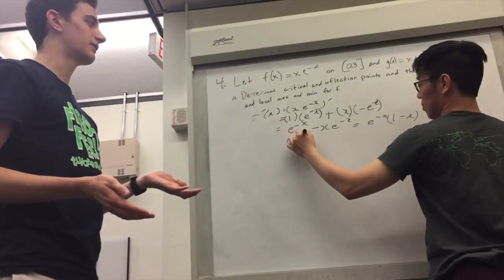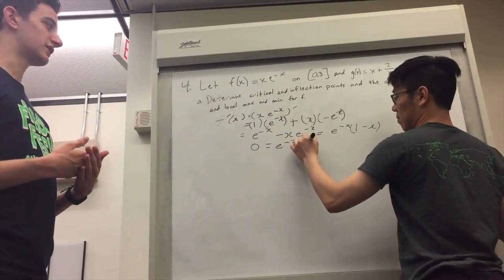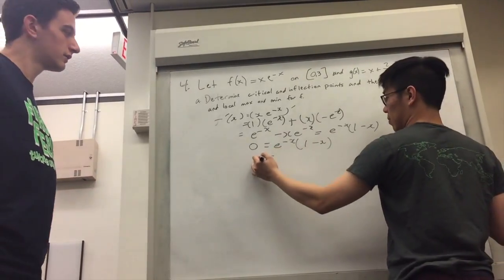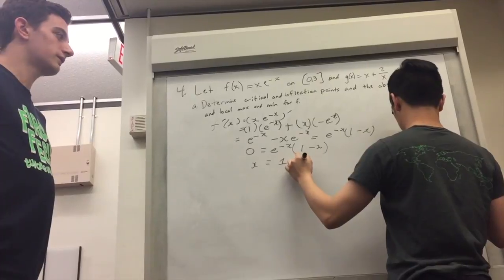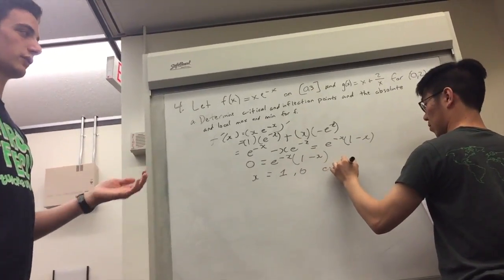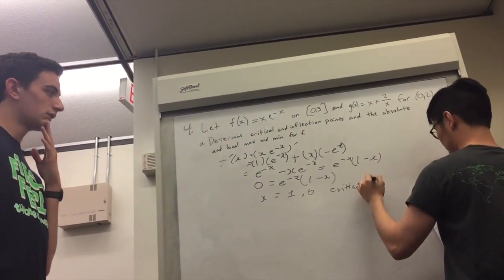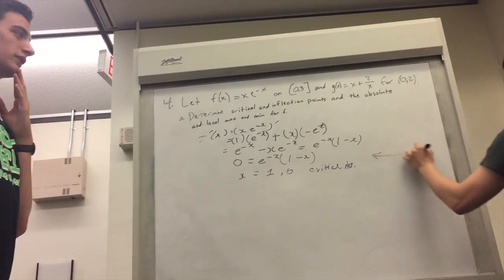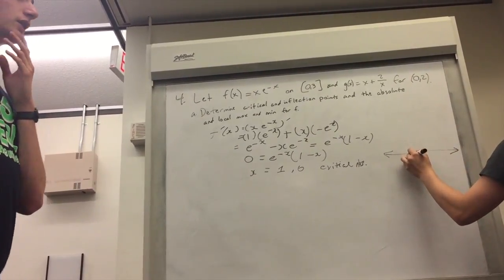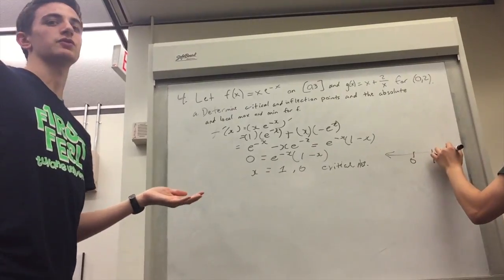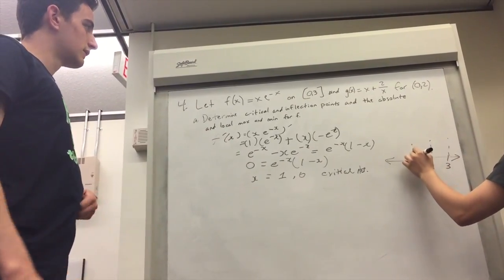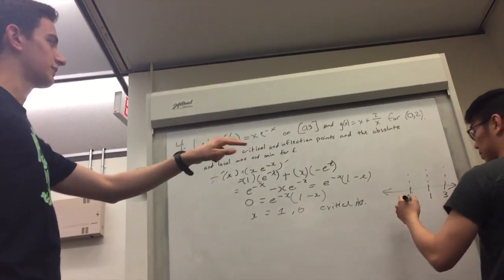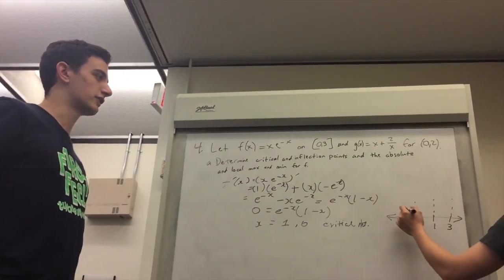We're going to pull out the common factor, e to the negative x, to get 1 minus x, and set that equal to 0. We find that x is equal to 1 and 0. These are our critical points. And now we can use these critical points to find which one is the local max and which one is the local min. So we're going to use this number line here, and we have 0 and 3 on there also because they are the bounds of our interval.